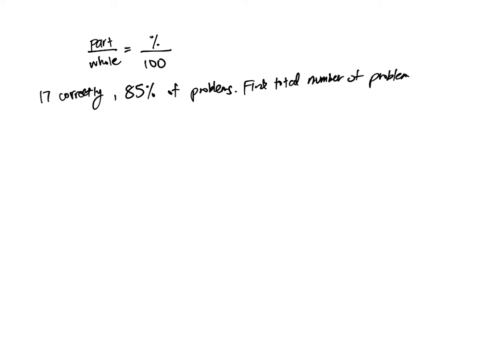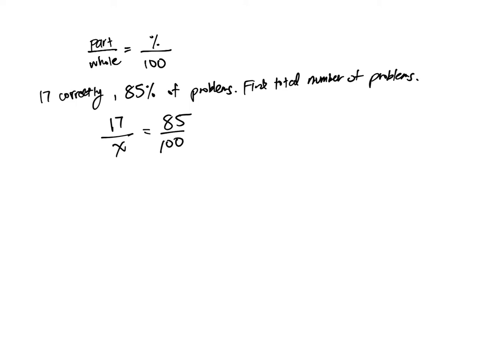On the test. Okay, so first of all, I want to set up my proportion right here, part over a whole. So 17 is just part over how many total problems there are. So my 17 is going to be my part. Whole is unknown. That's what I'm trying to find. Percent, it says, is 85. And of course, that's going to be over 100.